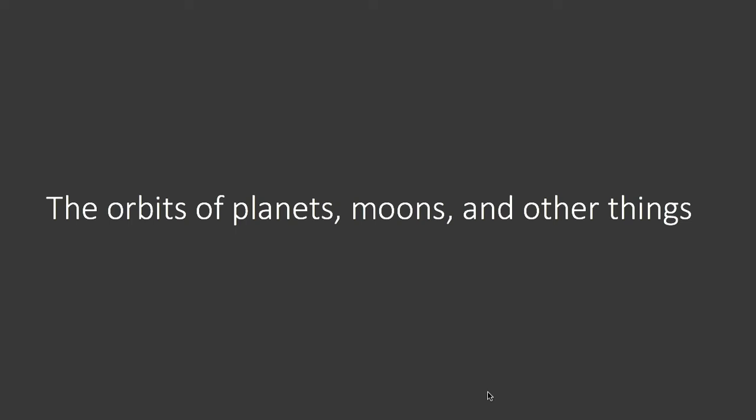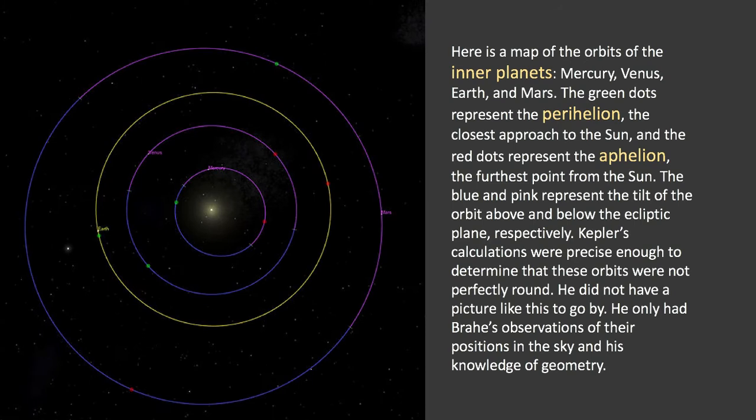Now that we've covered the theory behind orbits and gravity, we can move on to looking at the specific orbits of the planets, moons, and other things within the solar system. So let's start with the inner planets, the planets from Mars on in, or from Mercury out to Mars, however you like to see it.